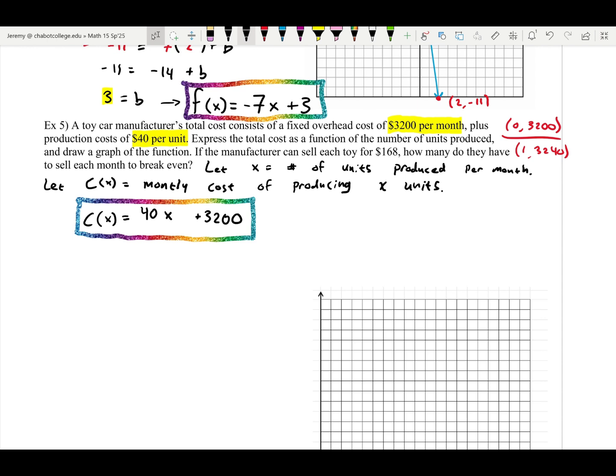Okay, so now that we have that, let's start talking about this last question here. If the manufacturer can sell each toy for $168, how many do they have to sell each month to break even? So if they can sell each toy for $168, that's like our revenue, right? The amount of money that we can bring in by selling toys. So what this gives us is our revenue function, R of x.